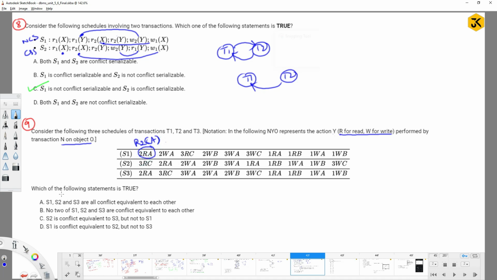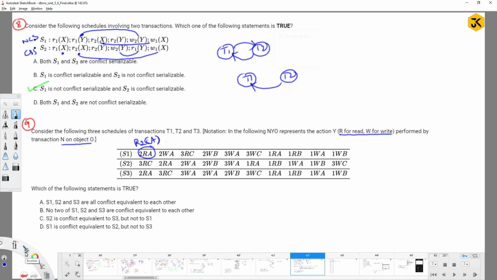Now they are asking which of the following statements is true, right? So are all three conflict equivalent? That is the first option. No two of S1, S2, S3 are conflict equivalent to each other. S2 is conflict equivalent to S3, but not to S1. S1 is conflict equivalent to S2, but not to S3. So how can we do this one? Right? If you would like to find out whether they are conflict equivalent or not, what do you have to do?